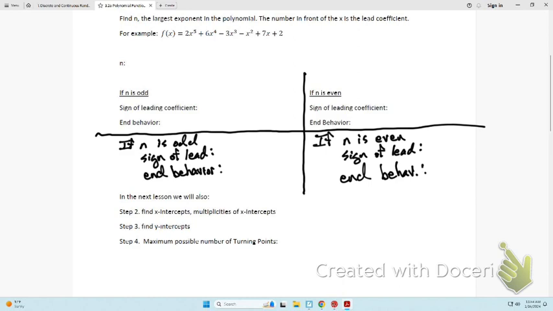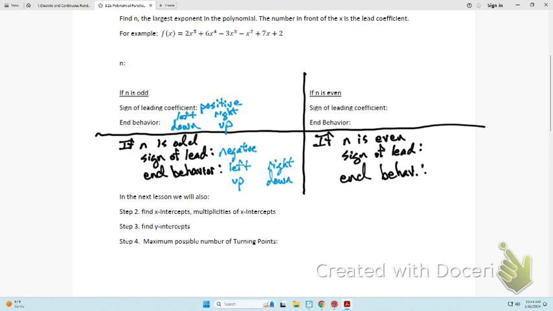So you guys actually saw all the answers with those graphs that I made a second ago. If n is odd and the sign is positive, that means on the left, it's going down, and on the right, it's going up. If n is odd and the sign is negative, those are flipped. On the left, it's going up. On the right, it's going down.